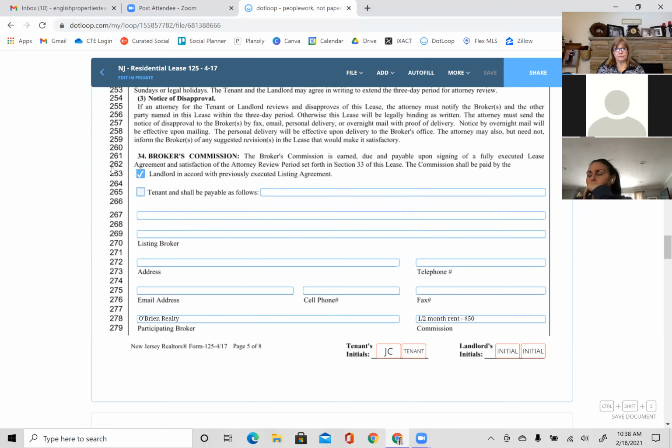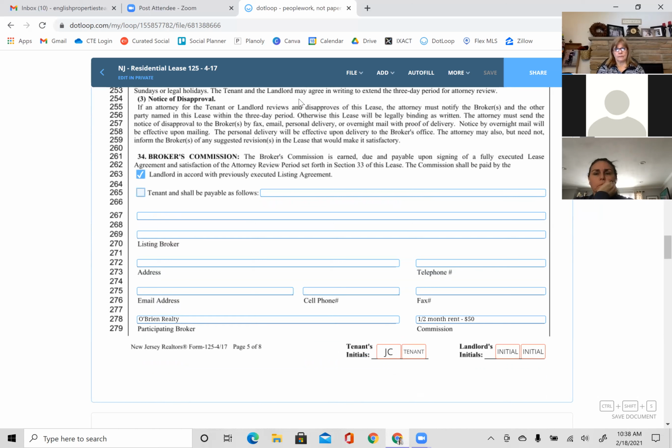For the notice of disapproval, right? If the attorney for the tenant or the landlord reviews the lease and disapproves it, they have to notify you and any other party in this lease. So that would be, say, the other agent, and then the landlord or tenant, the other party, about the disapproval within that 3-day period.